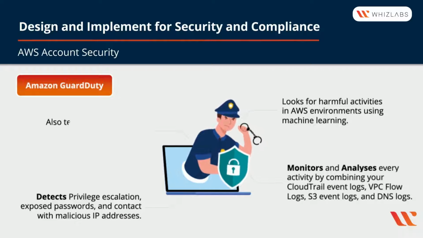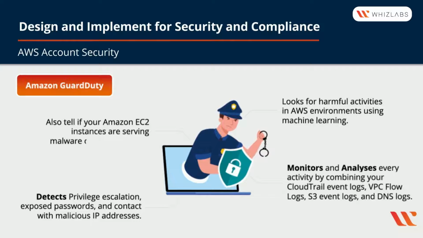It can also tell if your Amazon EC2 instances are serving malware or mining some Bitcoin. GuardDuty can also spot irregularities in your access patterns, such as API calls from new locations. Since the pricing is determined by the amount of data examined, charges will rise in lockstep as your AWS environments expand.